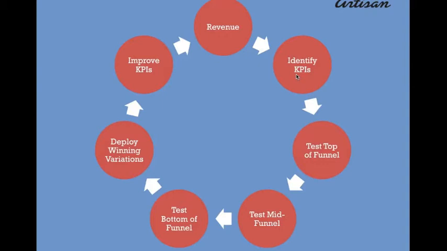Always test the top, mid, and bottom of the funnel, in either direction, whatever works best for your business. If you want to start at the bottom, that's fine too. Rapidly deploy the winning variations. Obviously, the best idea is to use a platform of Artisans, the mobile experience management platform, and then improve your KPIs, and then revisit your goals and circle through again.